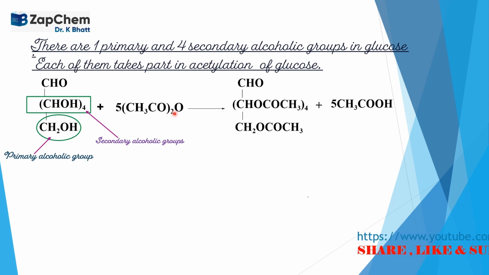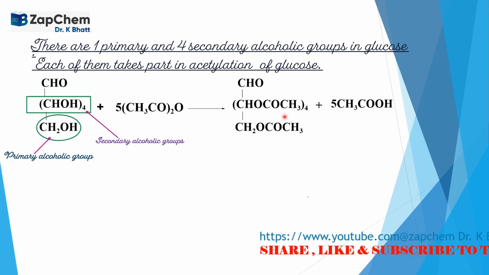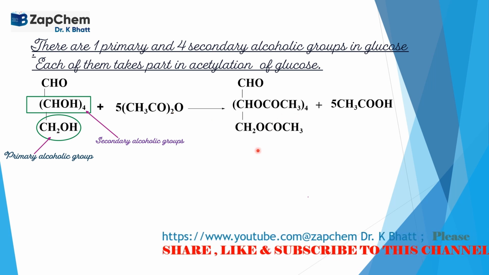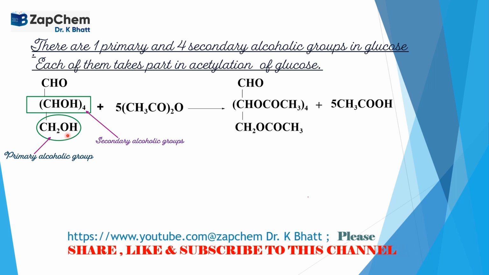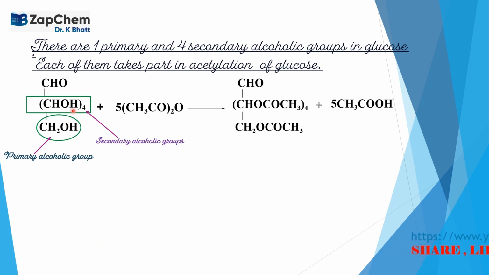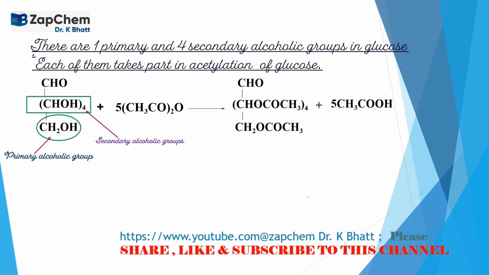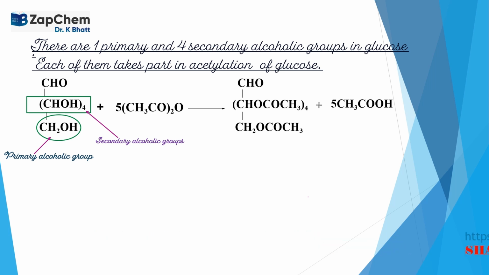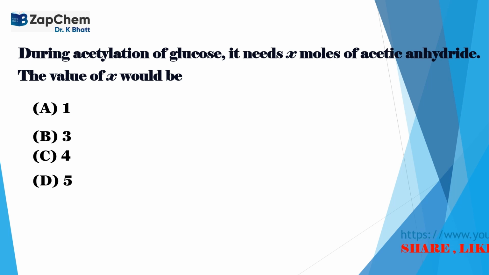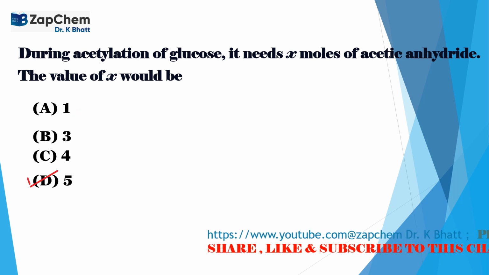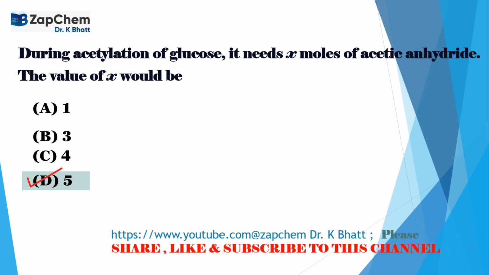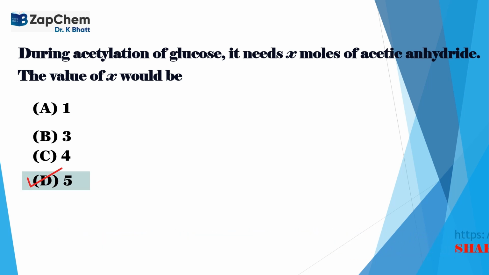in a process of acetylation where a CH3COO group is attached to either the primary alcoholic group or the secondary alcoholic group. And therefore, we find that there are 5 molecules of acetic anhydride which are used. Therefore, naturally, we find the correct answer out of these is option D. That's the correct answer. Now, let us move to the other question.